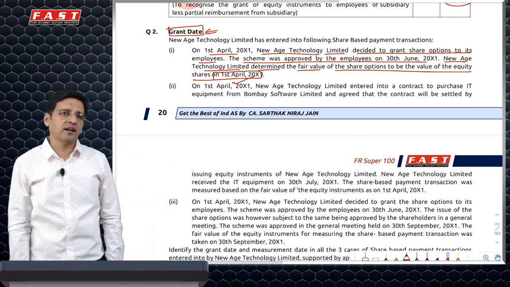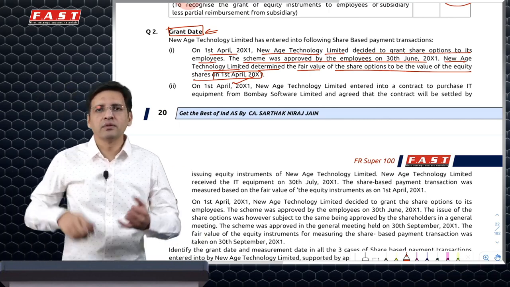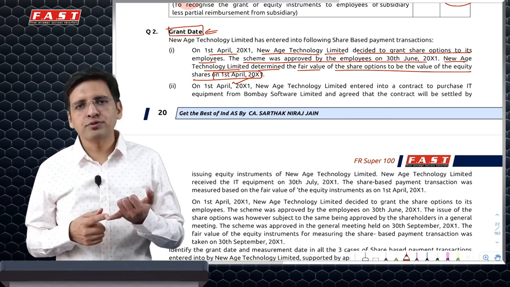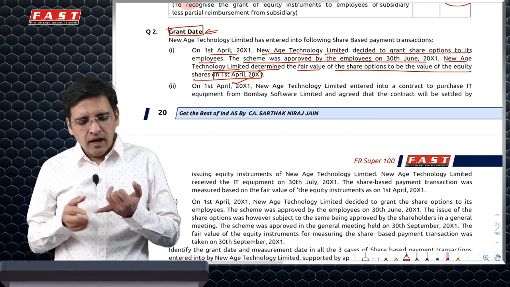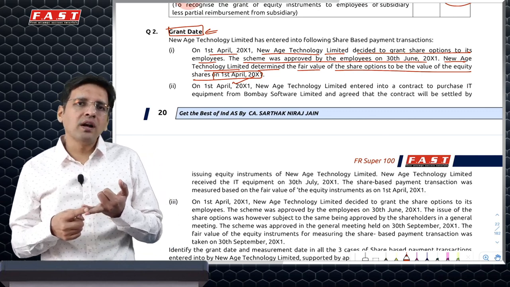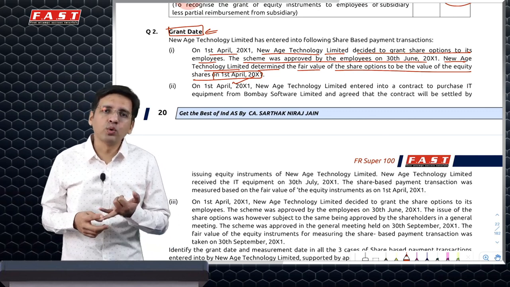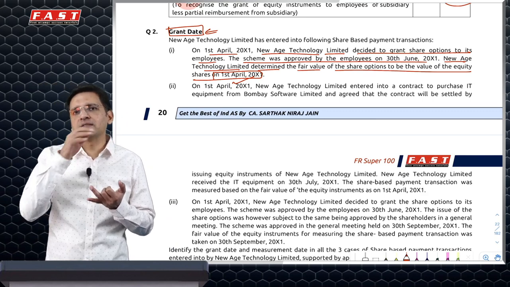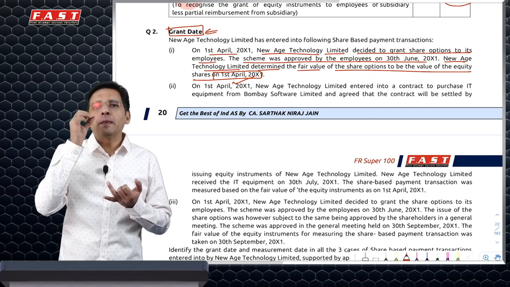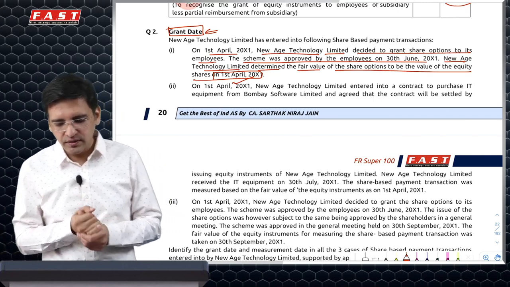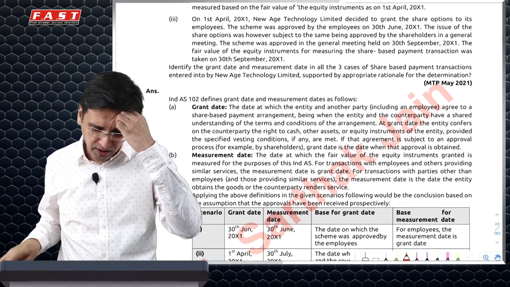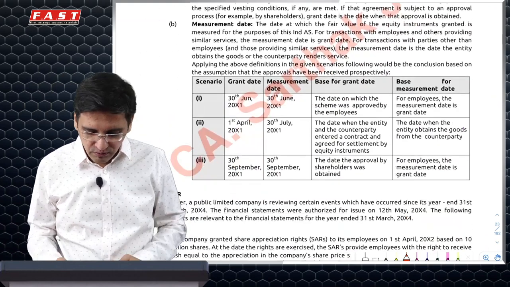So now what is the grant date? The grant date is defined in 102 as the date when the company issues the scheme to the employees. However, if there is any kind of approval which is required, then once the approval is received, only then will it be treated that the options have been granted. In this case, employee approval was required, hence 30th June is when we have received the approval, so the grant date is going to be 30th of June.